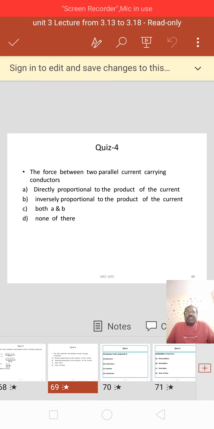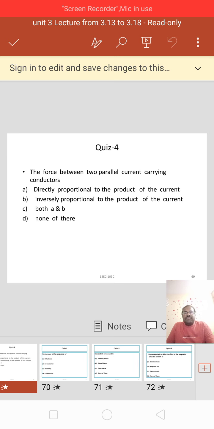Next, the force between two parallel current carrying conductors is: A, directly proportional to the product of the current; B, inversely proportional to the product of the current; C, both A and B; D, none of these. The force between two parallel current carrying conductors is directly proportional to the product of the current, so A is the correct answer.